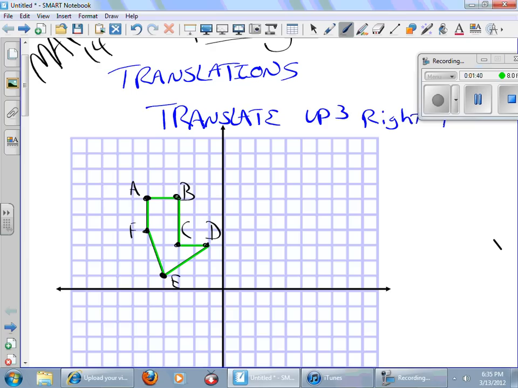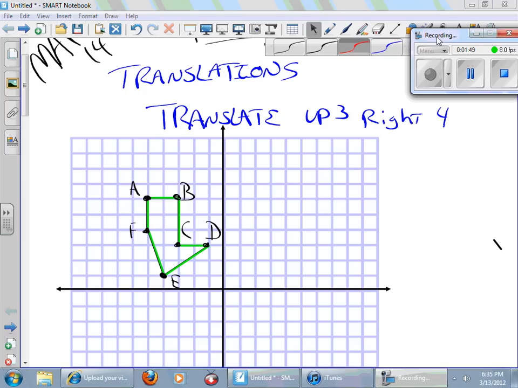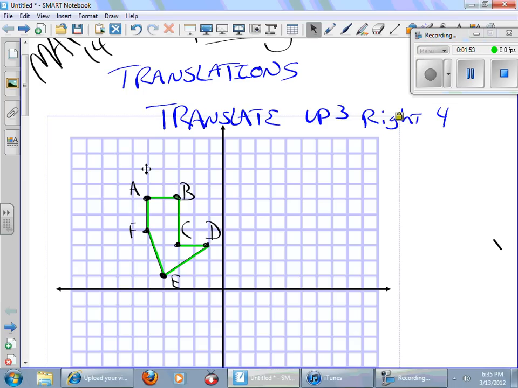All right, now each one of those points is going to move up 3 and right 4, and I'll put a new point in its place. So let me move that out of the way. So A is going to go up 1, 2, 3, 1, 2, 3, 4. There we go. And I'm going to call that A prime. Why A prime? It's just different than A was. All right, now B is going to go up 1, 2, 3, 1, 2, 3, 4, and there is B prime. See, the new point is called prime.